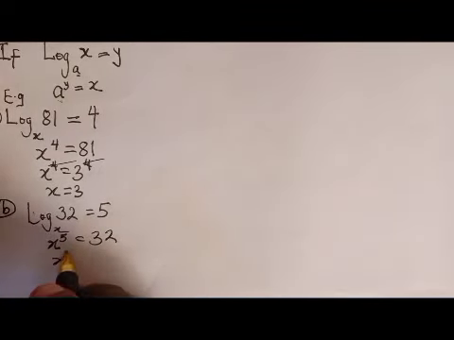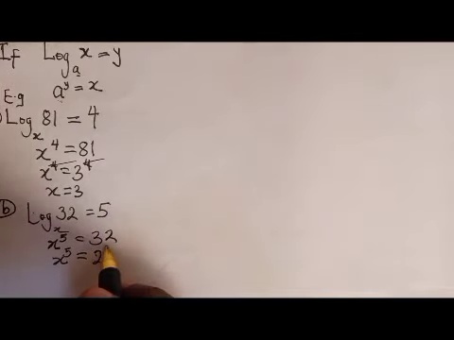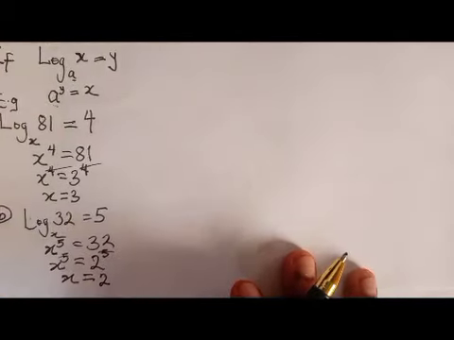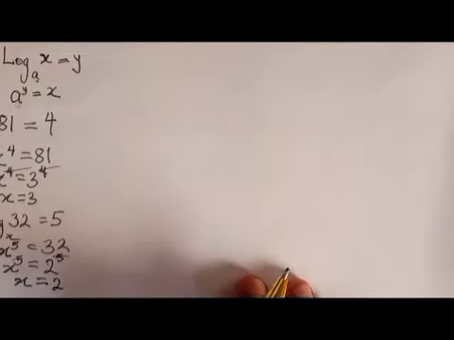Now, x raised to power 5 equals 32. 32 is the same thing as 2 raised to power 5. Similarly, we are left with the same index, 5 here, 5 here, so we can cancel them out. And then our answer is that x equals 2. So that's what this particular law is saying.